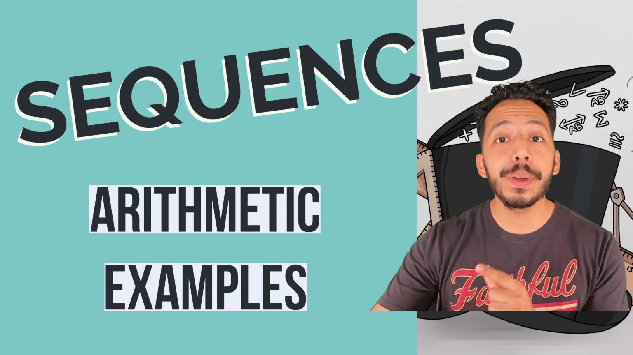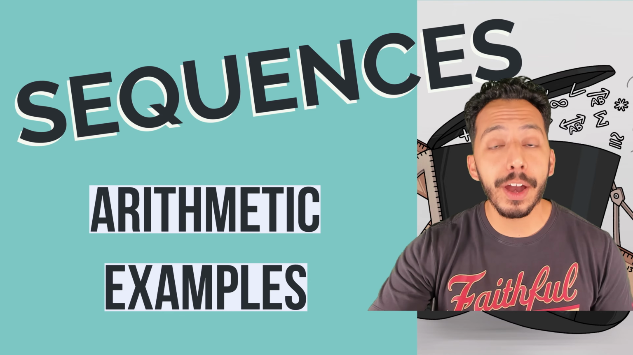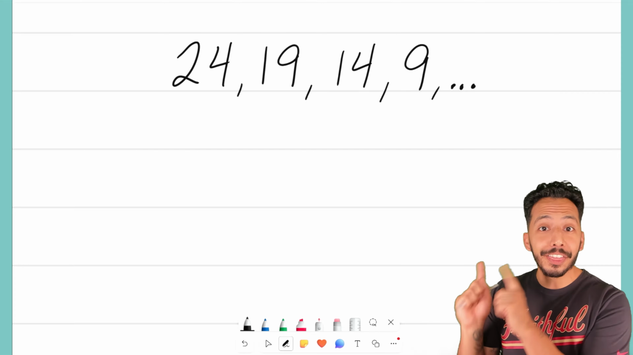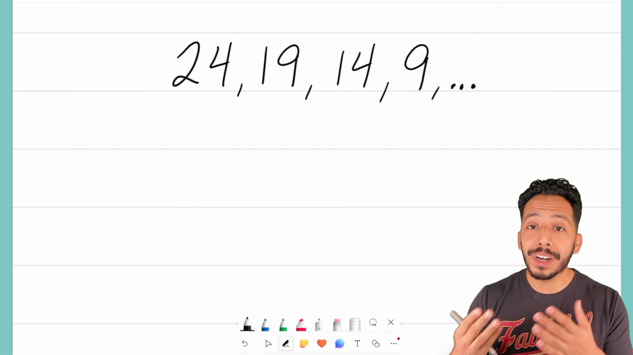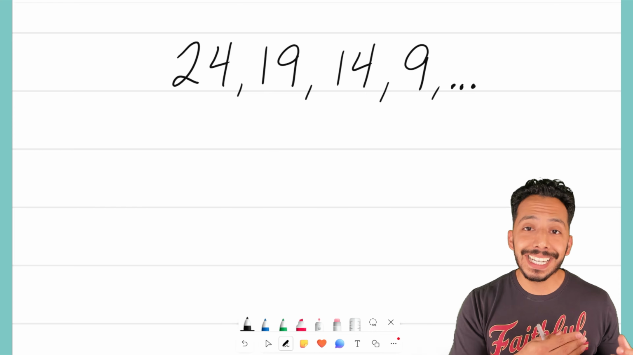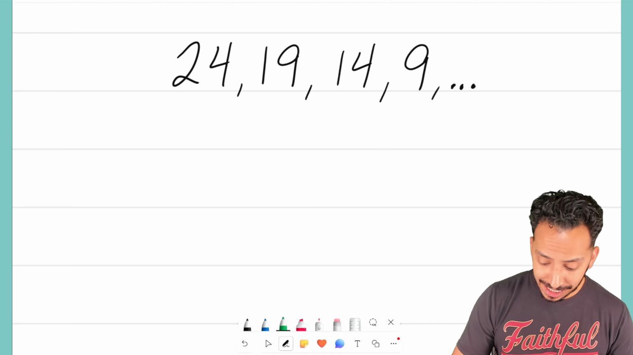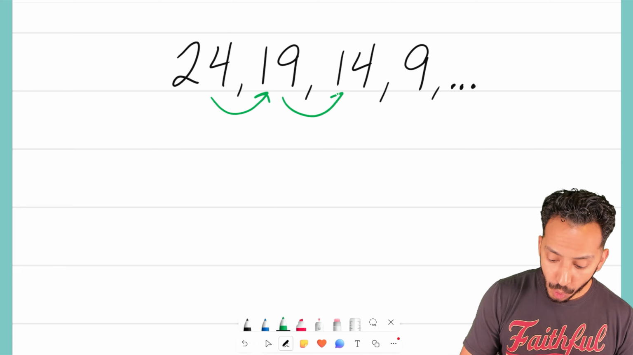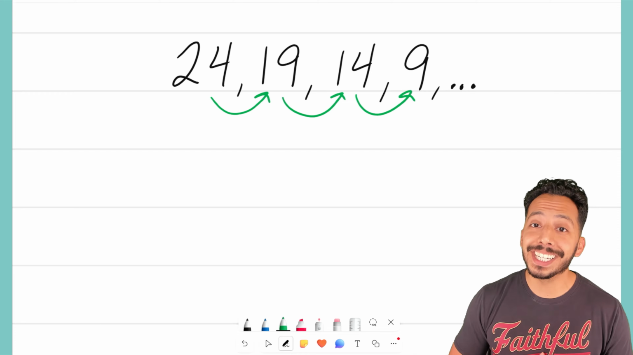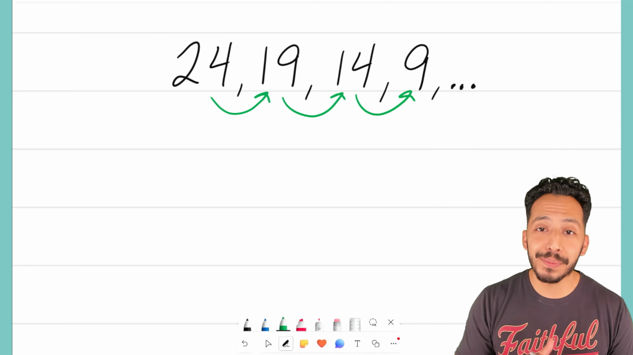We're taking a look at sequences, and we're going to see, can we find the equation for an arithmetic sequence like this one. We have 24, 19, 14, 9. That is our sequence, and we want to now figure out what is the equation for this arithmetic sequence.